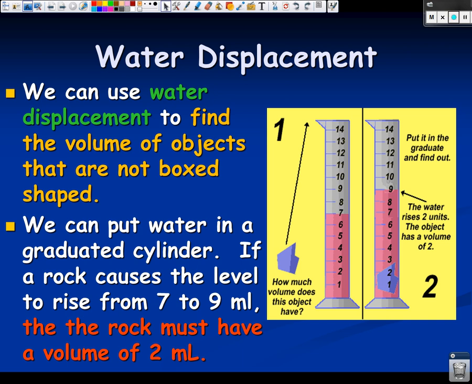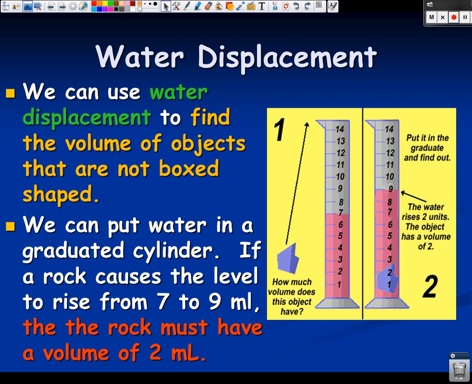Okay? So what water displacement is, you take a graduated cylinder and you fill it up to a certain amount. You take that rock and you toss it in there. How would you then know the volume that rock occupies? Okay, it's the difference. That's the key.